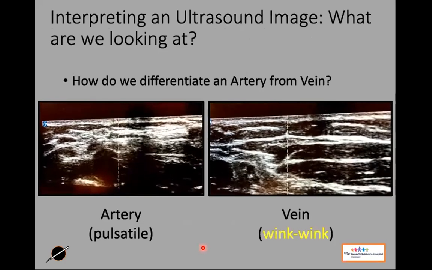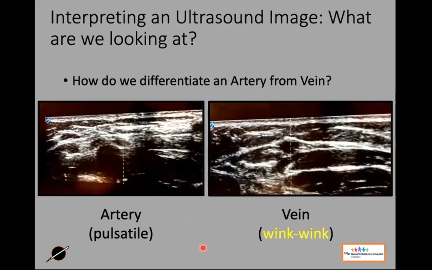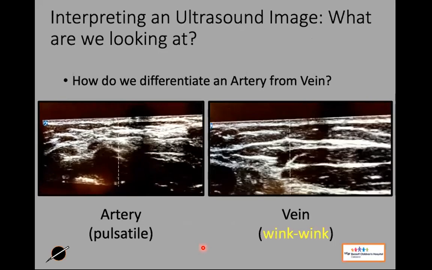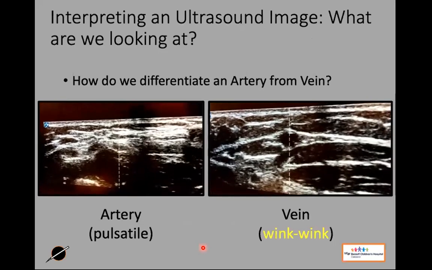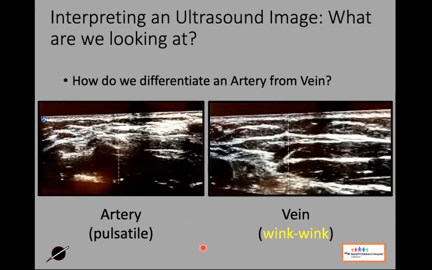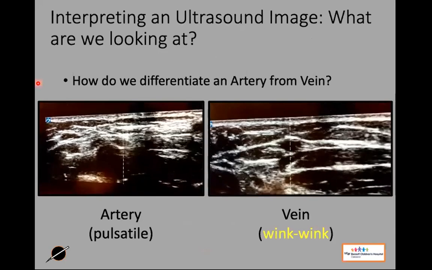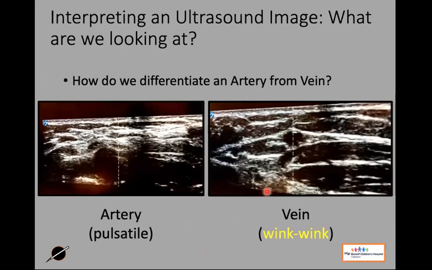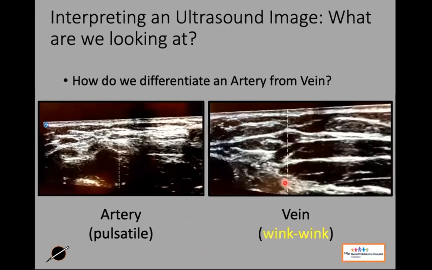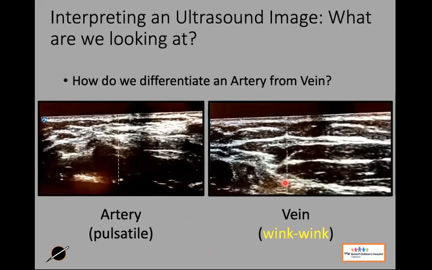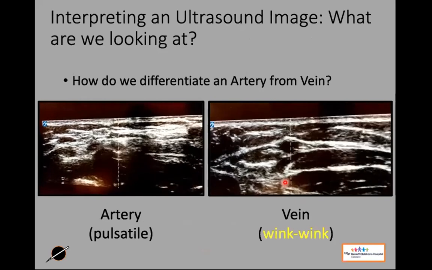So we've got our probe on. We found a vessel. Is it an artery or is it a vein? On the left here, we're putting a little bit of pressure and we see that nice little heartbeat running there. Boom, boom, boom, boom, boom, boom. On the right, we're putting pressure down on the vessel and we get the wink. Okay.